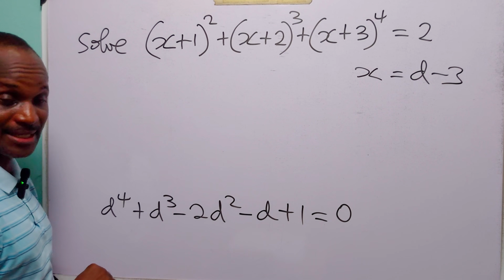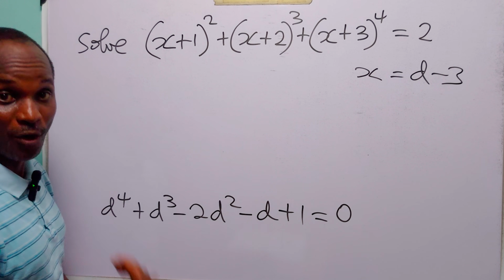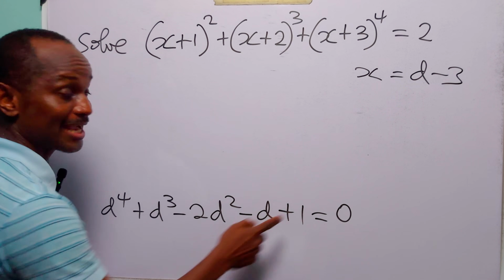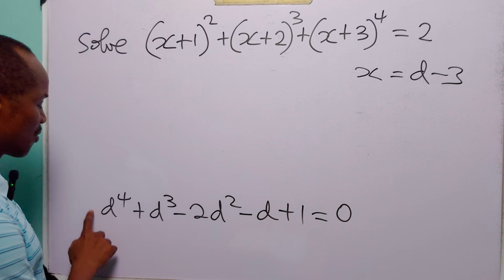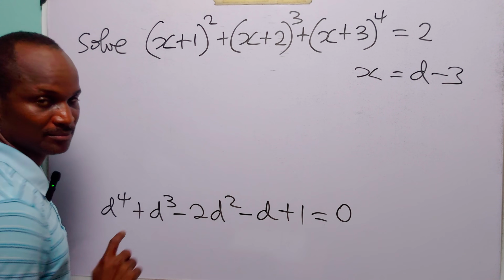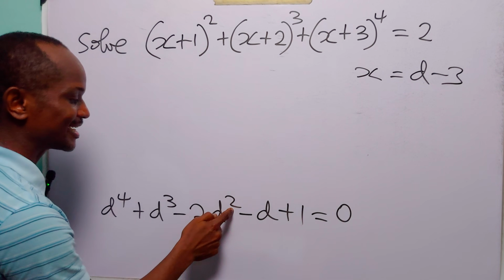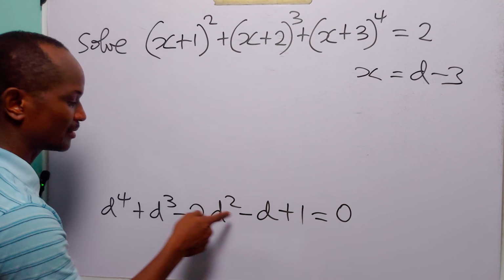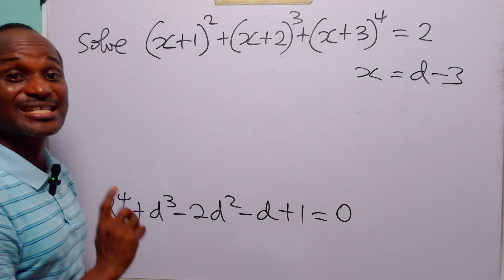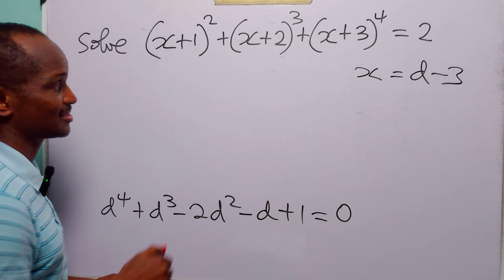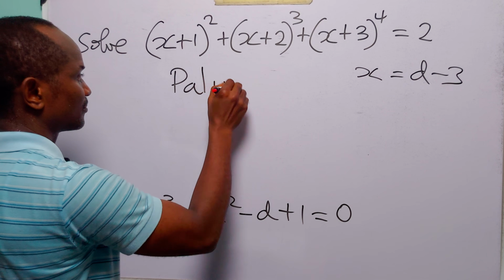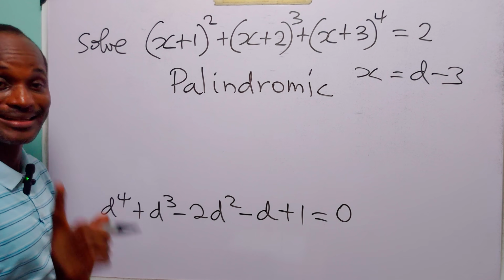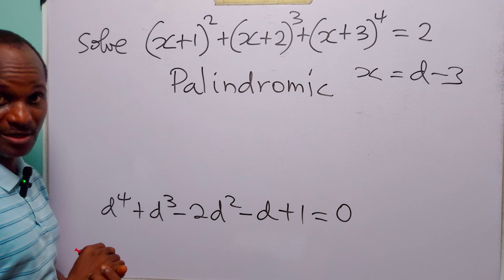Now, let us look at this quartic equation at the absolute value of the coefficients. Notice that when the powers of d are decreasing, the absolute value of the coefficients are 1, 1, 2, 1, 1. And when the powers of d are increasing, the absolute value of the coefficients are also 1, 1, 2, 1, 1. Now, this is a special type of equation known as a palindromic equation. And there's a very simple way to solve this equation.